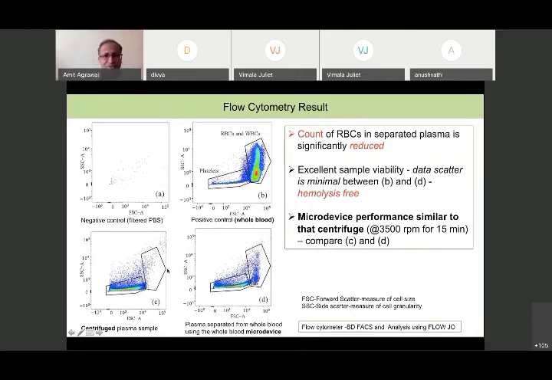And of course, this is a comparison of the design with several other designs in the literature. And you can see that it performs much better than any of these designs which are there.